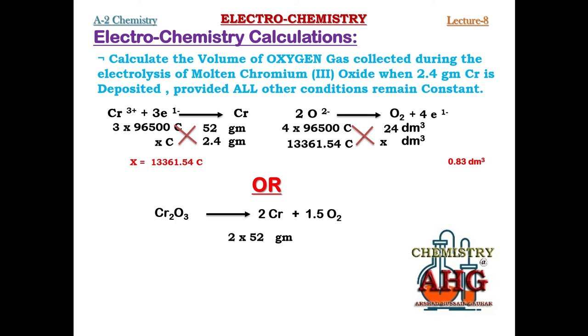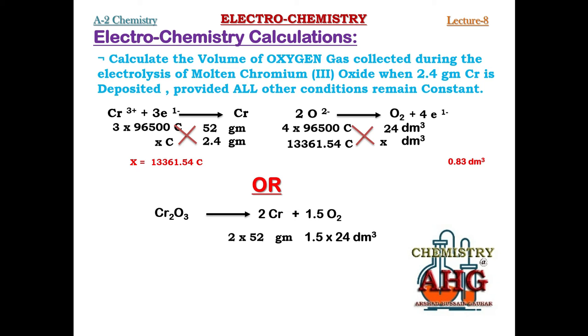2 into 52 grams. 52 is the AR of chromium, and the volume occupied by 1 mole of any gas is 24 cubic decimeter, but we are getting 1.5 mole of oxygen. So 2 into 52 gram of chromium is equal to 1.5 into 24 cubic decimeter oxygen.